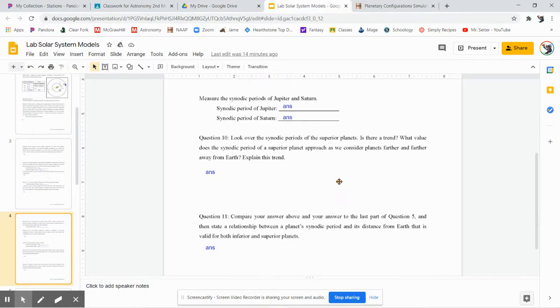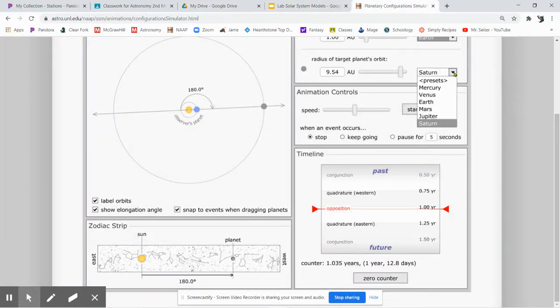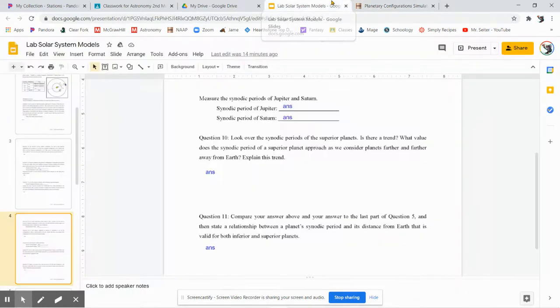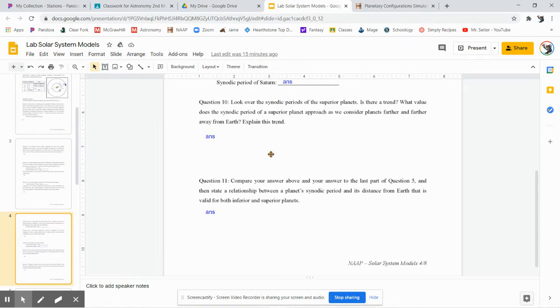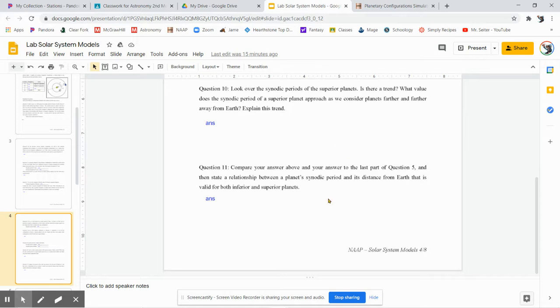Look over the synodic periods of the superior planets. Is there a trend? Absolutely. What value does the synodic period of a superior planet approach when we consider planets farther and farther away from the Earth? Explain. We have them both. So the farther away they get, what's happening? Look at your times and you can figure that out. You should be able to figure that out. Give me some good answers here. I have 2 questions, so I need 2 to 3 sentences for an answer.